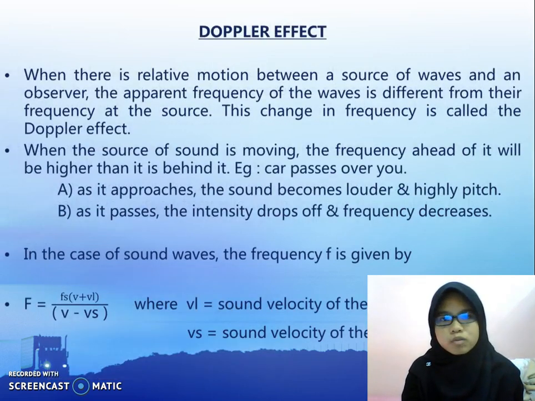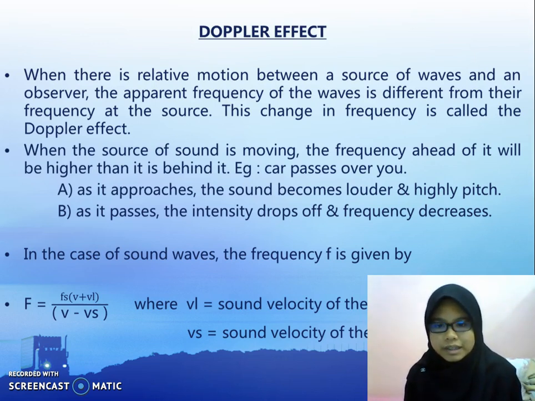When there is relative motion between a source of waves and an observer, the apparent frequency of the wave is different from the frequency at the source. In the case of a sound wave, the frequency f is given by f = fs (v + vl) / (v − vs), where vl is the velocity of the listener and vs is the velocity of the source.